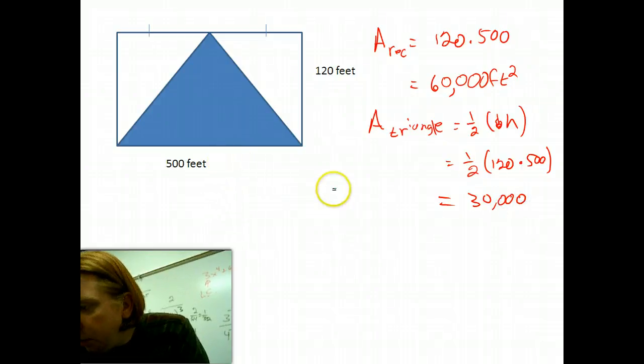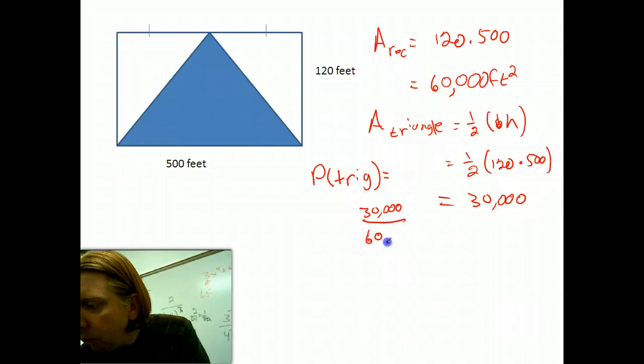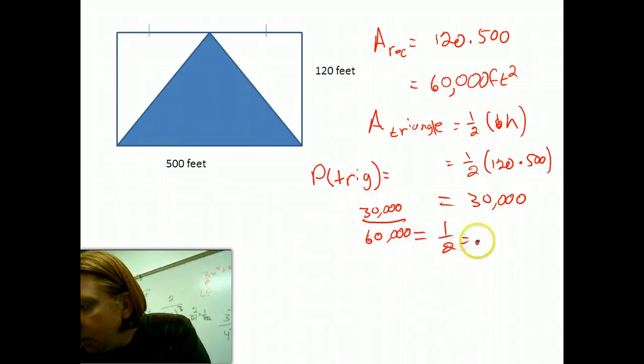So if we ask ourselves, what's the probability that we land in the triangle? That's going to be 30,000. Those are all the square feet in it out of the 60,000 total square feet on the figure. Works out to be a half or 0.5 or 50%.